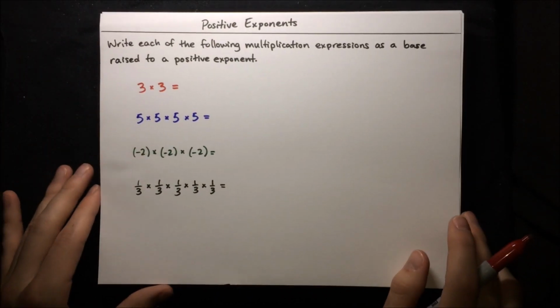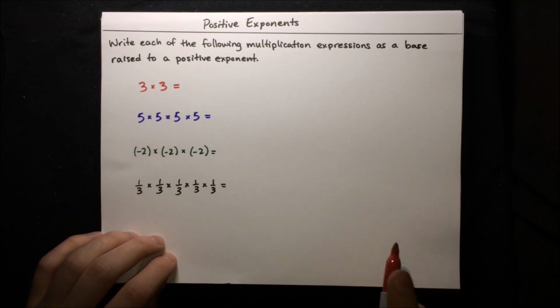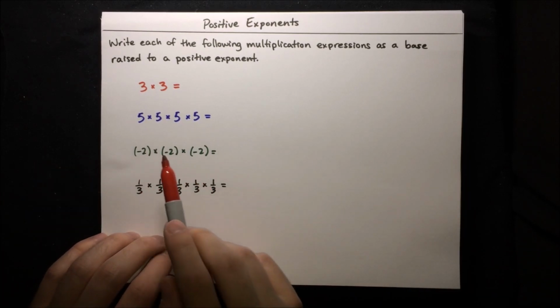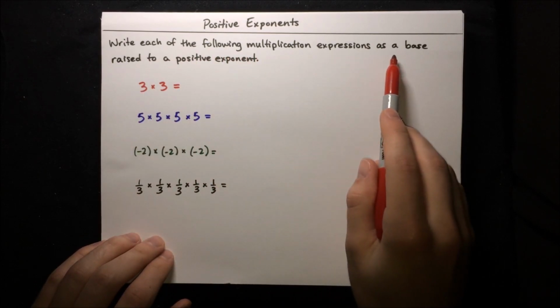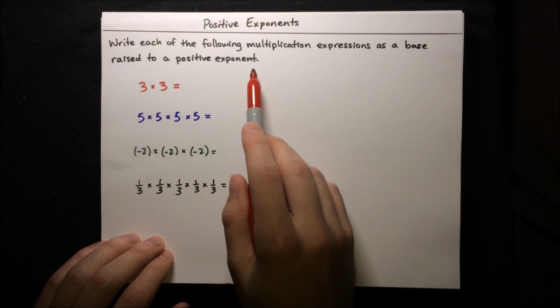Alright, now let's practice going the reverse direction. Before we were taking an exponentiated expression and multiplying it out. This time we want to take each of the following multiplication expressions as a base raised to a positive exponent.